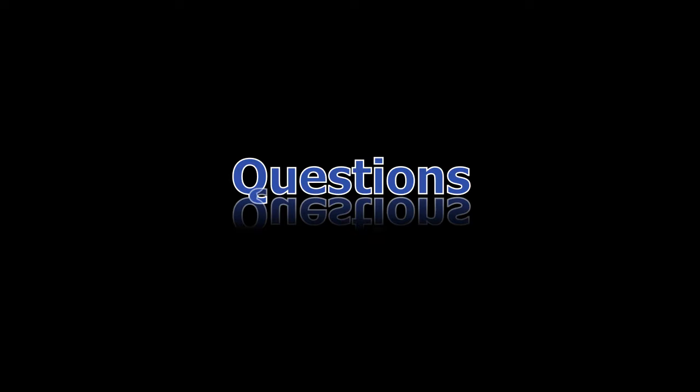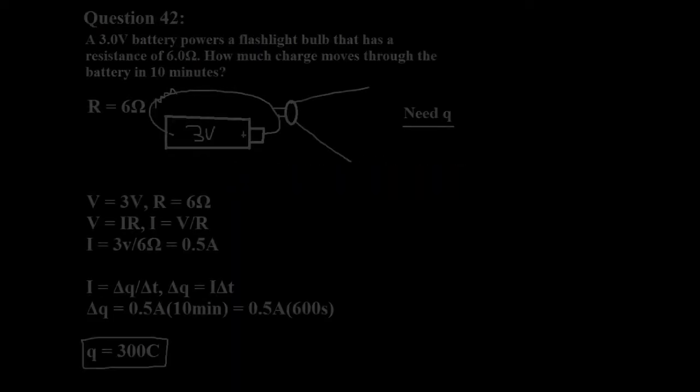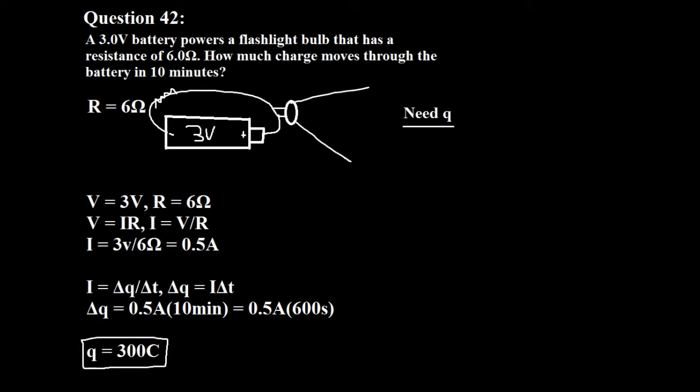It's time to move on to questions. The first question we're going to be analyzing is question 42. Question 42 reads, a 3-volt battery powers a flashlight bulb that has a resistance of 6 ohms. How much charge moves through the battery in 10 minutes?